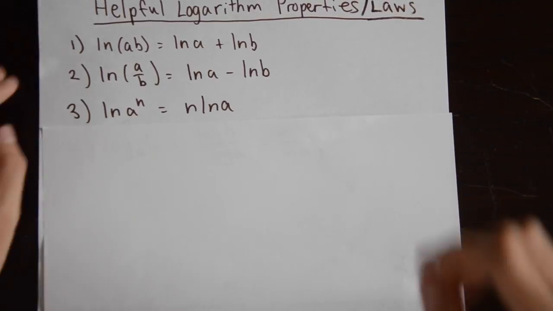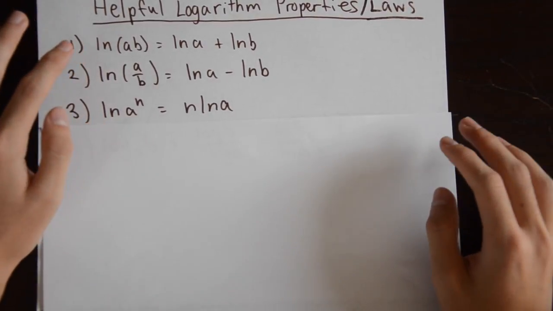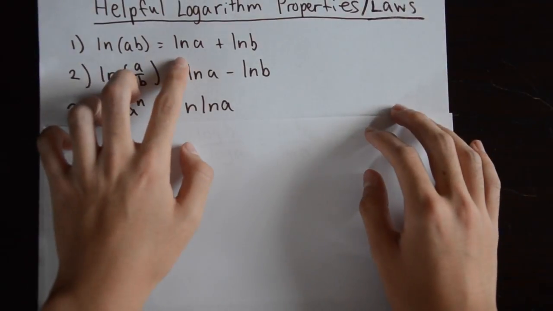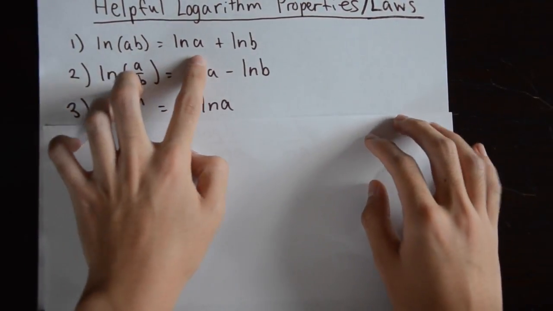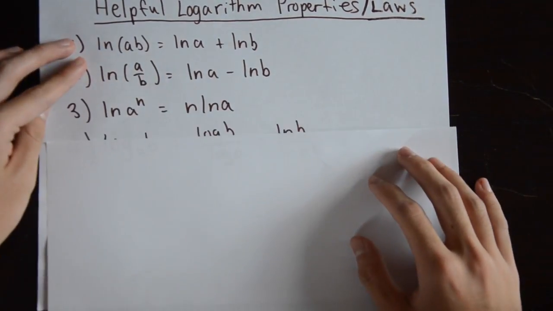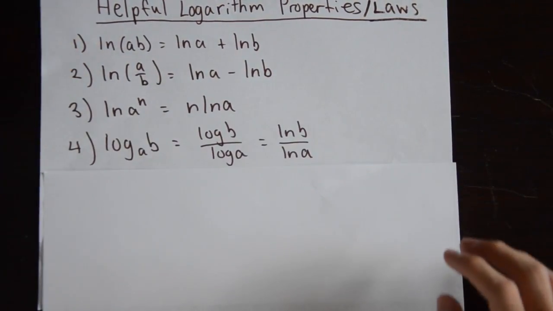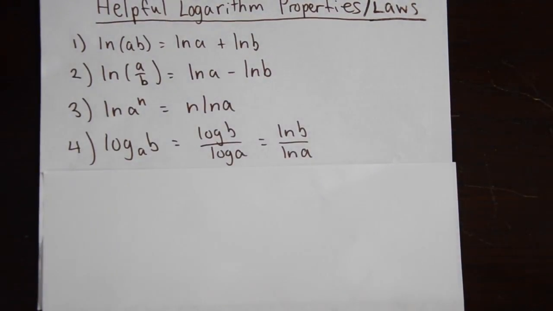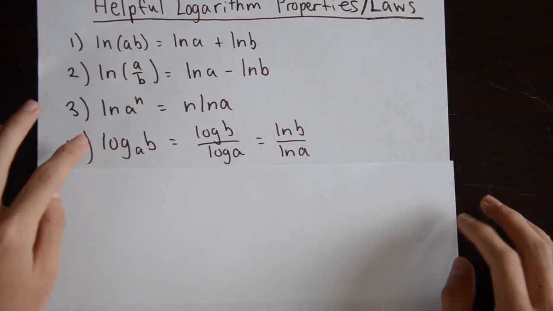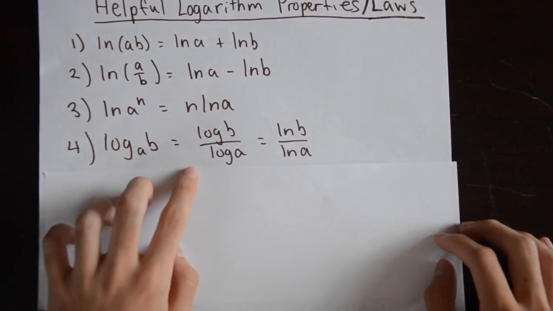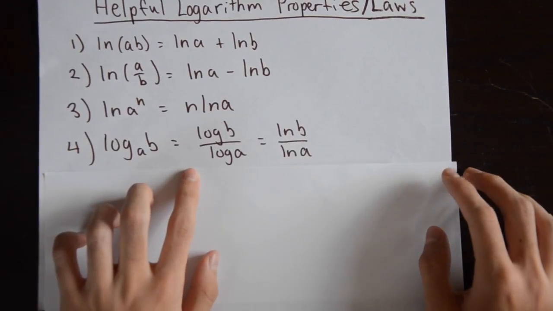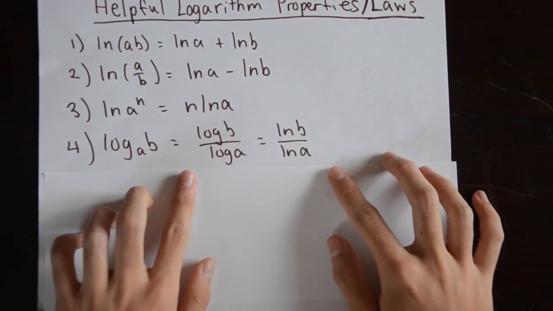And the natural log can also be a log base x of a times b, so it'll just be the log base x of a plus the log base x of b. And the fourth one is called the change of base formula. And this is saying that if you have log base a of b, that is the same thing as the log of b over the log of a, which is also the same as the natural log of b over the natural log of a.